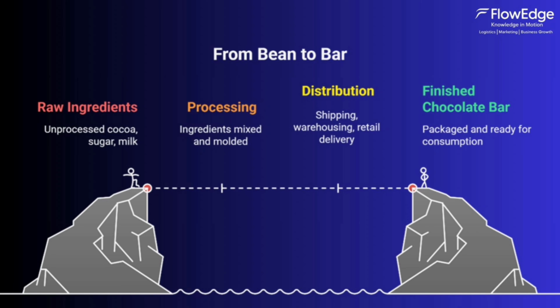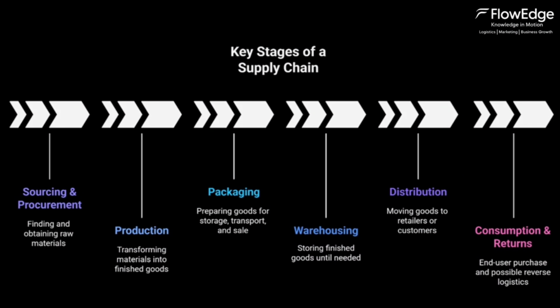So now, let us have a look at the key stages of a supply chain, starting with sourcing and procurement, which involves finding and selection of our suppliers, and to ensure procuring or obtaining raw materials or components from them. The next stage is production, wherein the raw materials are transformed into finished goods. Then comes packaging. Packaging is about preparing goods for storage, transport, and sale by ensuring proper packaging.